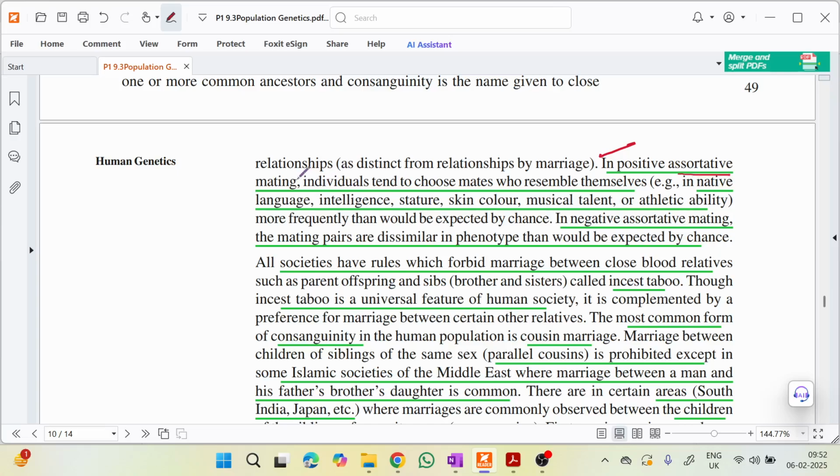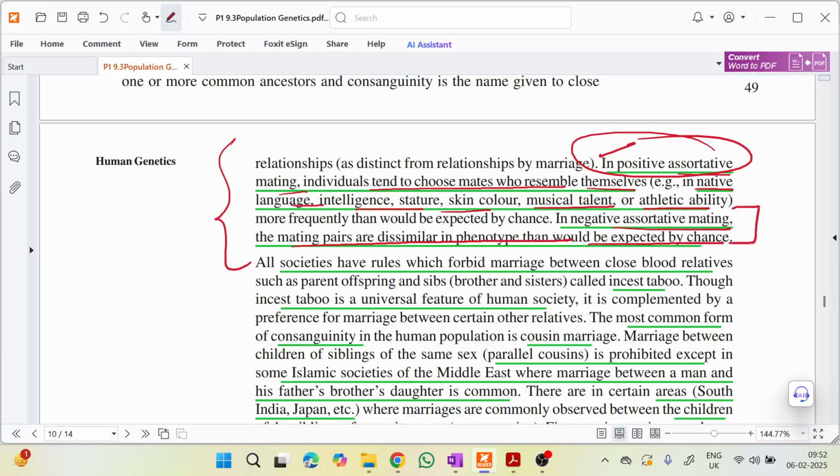In positive assortative mating, individuals tend to choose mates who resemble themselves in native language, intelligence, stature, skin color, musical talent, athletic ability और जो भी जितने भी criteria हैं. So this is a kind of positive assortative mating जो हम generally जितने भी शादी के proposals होते हैं उसमें देखते हैं. Then in negative assortative mating, pairs are more dissimilar in phenotypes than would be expected by chance. So in this negative type, such preferences are not put forward, or even if they are put forward, such criteria are not met.